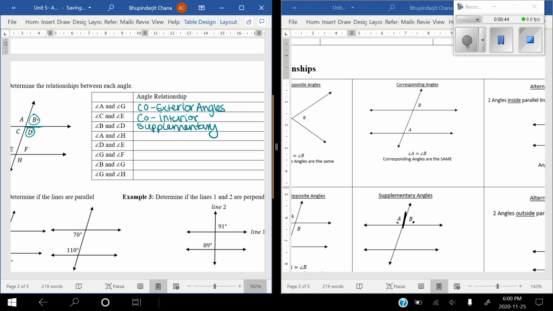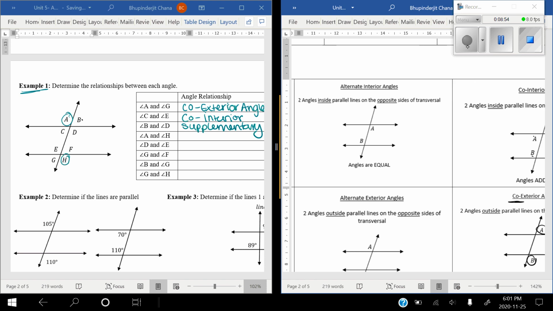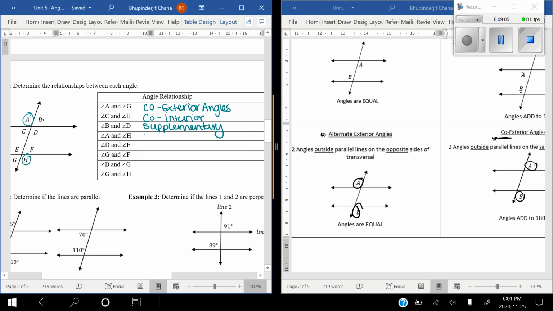All right, the next one, let's clear our paper again. We have A and H. Now A and H, they're exteriors, so I'm going to look at my exterior and decide, is it co-exterior or alternate? Because they're on different sides, I'm going to say that it's alternate. So this is alternate exterior.